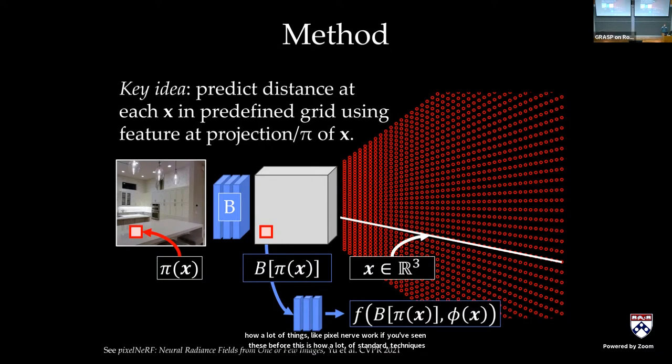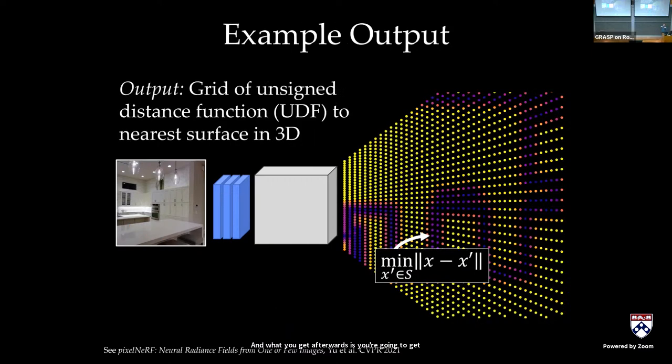So you're basically trying to predict, in a predefined grid, a big set of the distances to the nearest surfaces. And what you get afterwards is something like this. You get a grid of the unsigned distance function for all the points in 3D. So you get this output, and it's purple near surfaces, yellow far away.